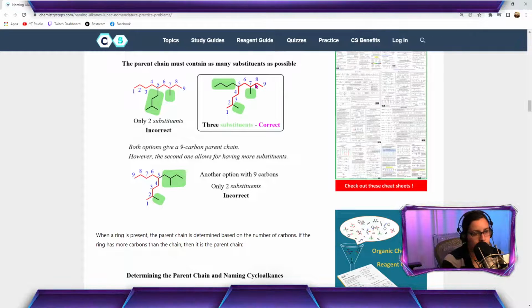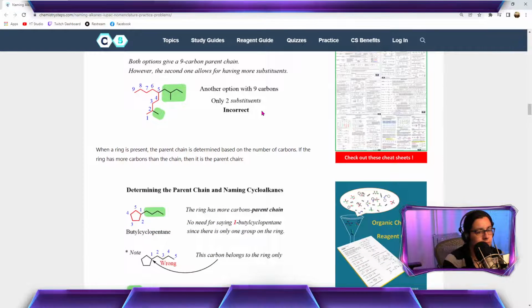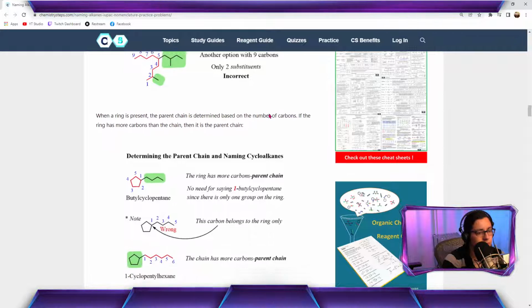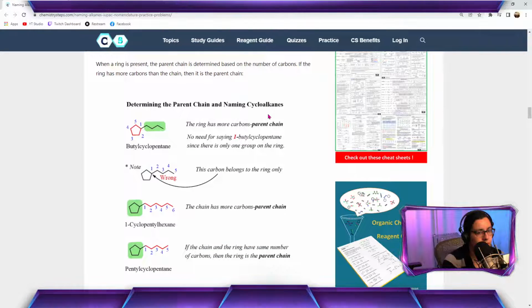So in this case, this one's a little tricky. You have a 9-carbon chain, but there's only 2 substituents versus a 9-carbon chain with 3. You kind of break them down into smaller substituents. So this one's the correct one. And so you have to look at the ring and see if the ring has more carbons than the chain.